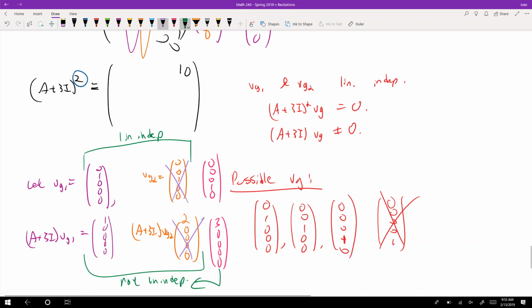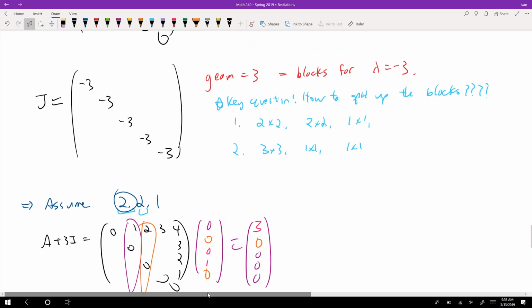Okay? So what does that show us? That shows us that we can't have two cycles. Right? We can't have 2 by 2 blocks, because we're not going to end up with enough linearly independent vectors that are generated by them. All right? So this shows that we cannot have 2 by 2 blocks. So if we go back up to our possible blocks, this can't be the split. All right? So our blocks must be split up into a 3 by 3 and two 1 by 1s.